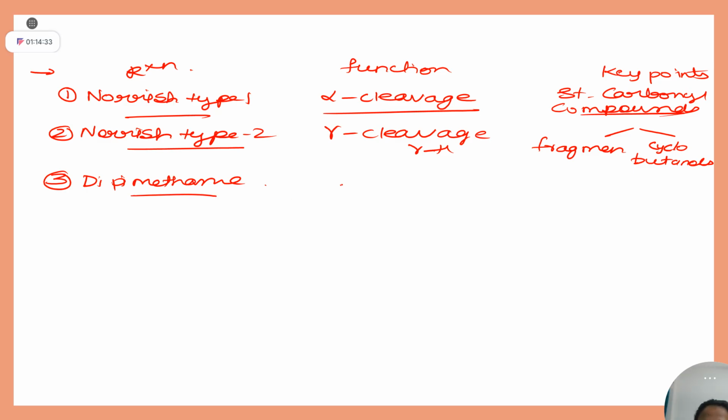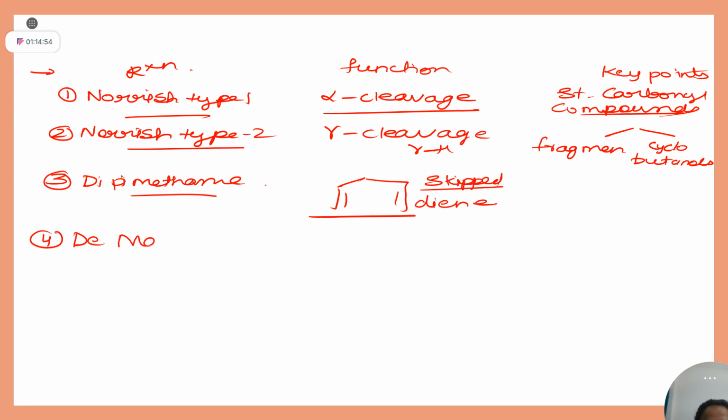In dipymethane rearrangement, your starting material is skip... whenever you find this type of system, this will clearly indicate that this is a question of dipymethane rearrangement. Then we have come across the De Mayo reaction. How will you identify whether it is a De Mayo reaction?